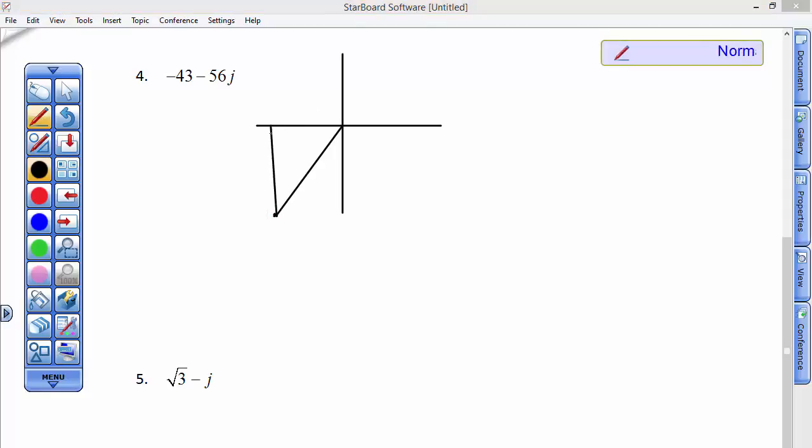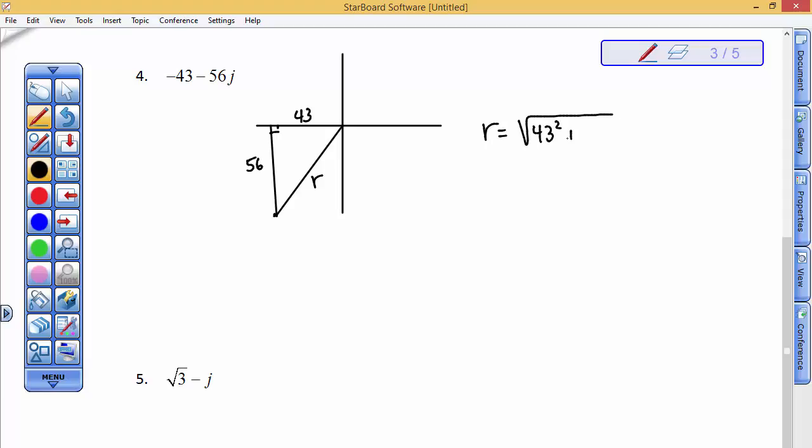So my r value is the square root of 43 squared plus 56 squared, and I'm not going to worry about reducing this or what that turns out to be. I'm just going to take the square root of that and get 70.6. My reference angle is right here, and that reference angle is found by taking the inverse tangent of my y value of 56 divided by my x value of 43. Don't use these signs. I just want an acute angle, between 0 and 90 degrees. This should turn out to be 52.5 degrees.